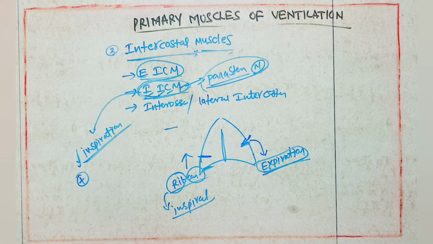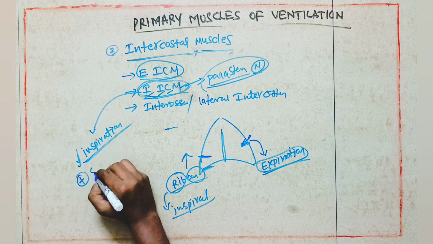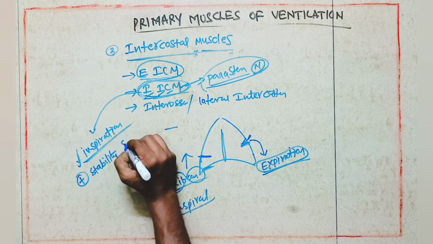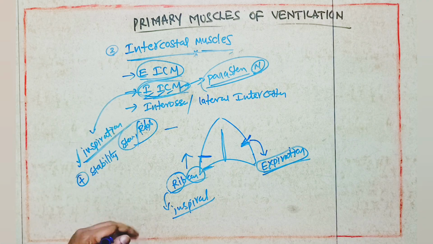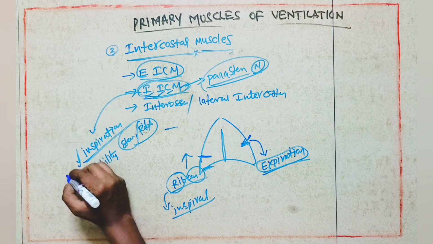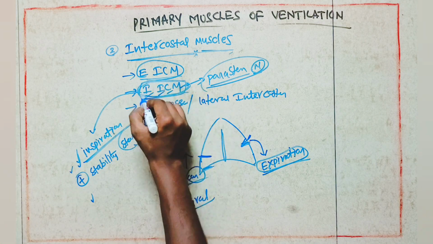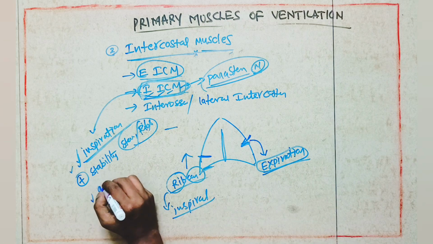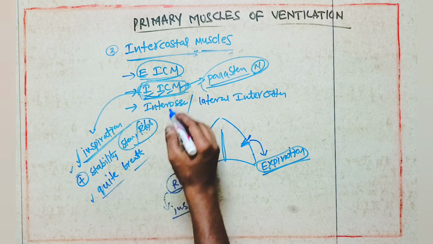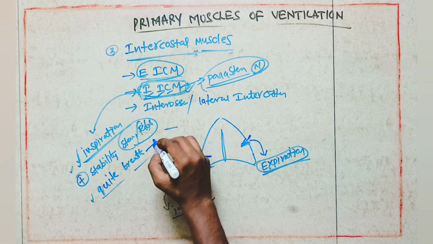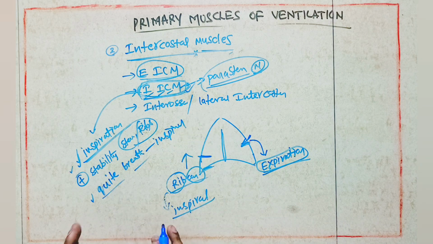And apart from this, one more function of the internal intercostal muscles is to provide stability to the sternum and ribs. This is also an important function. And one more point, these internal intercostal muscles work most commonly in quiet breathing. Quiet breathing means when we are at rest, that time this muscle works more to do inspiration.